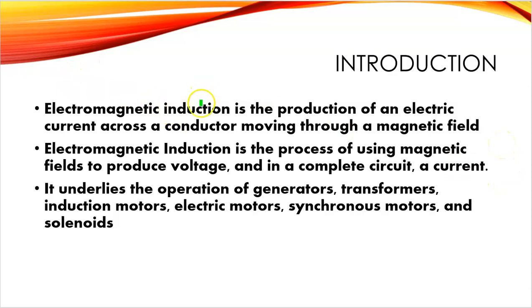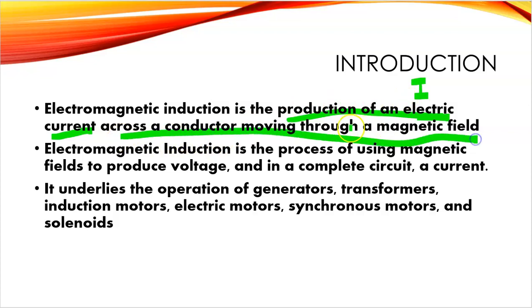Literally, electromagnetic induction, which is this chapter, is the production of an electric current. This is important, so this is actually the keyword. It is the production of electric current. So suppose I want to produce current as the output. The way to produce this electric current is by moving a conductor through a magnetic field. So that's why the chapter today is a combination of two topics, electric and magnetic.